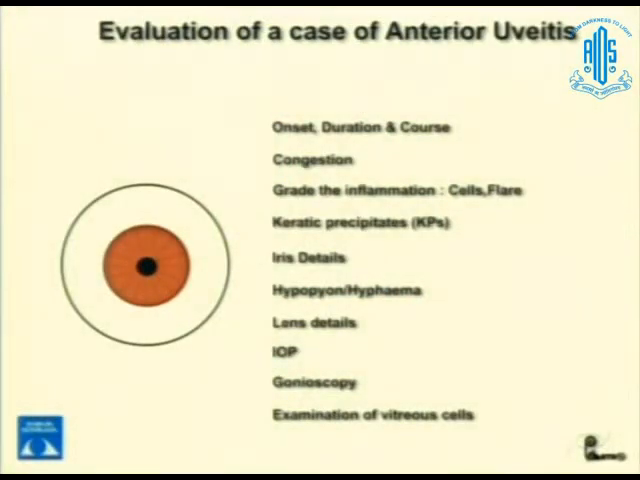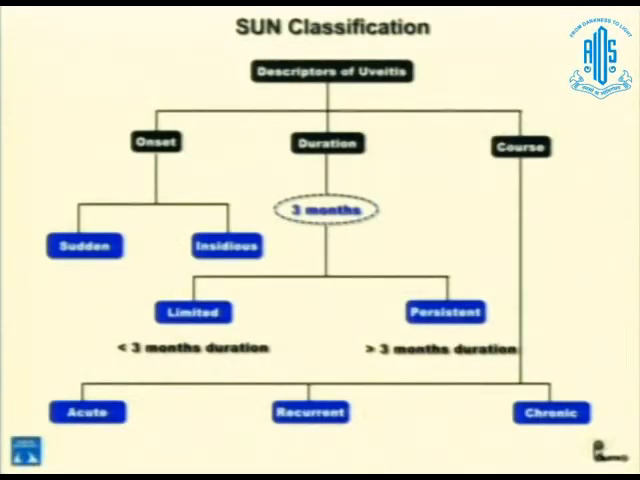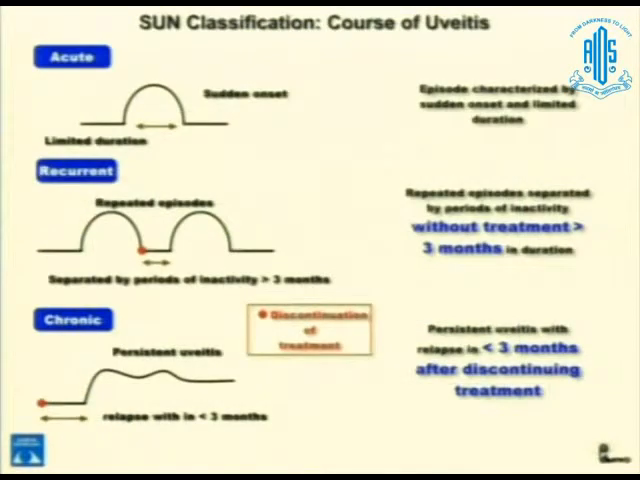So, while evaluating a case of anterior uveitis in the exam, first you have to take a brief uvea related history to differentiate the particular case into what is the onset of the uveitis, what is the duration, and what is the course. These parameters were addressed in SUN classification. These are known as descriptors of uveitis. So if you see, the onset is divided into sudden and insidious. Duration is based on a 3-month time period, which is limited, and persistent if more than 3 months duration. The course is again divided into acute, chronic, and recurrent.